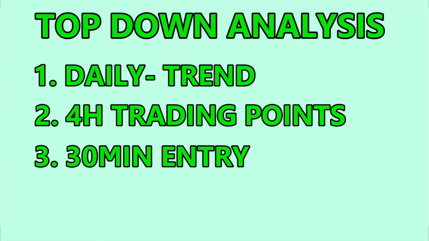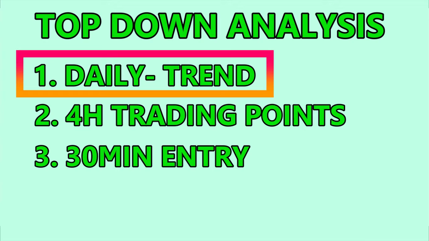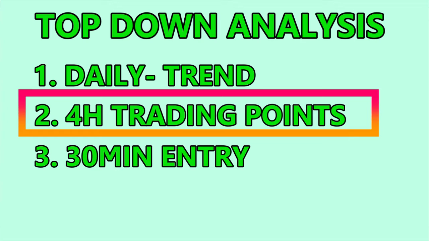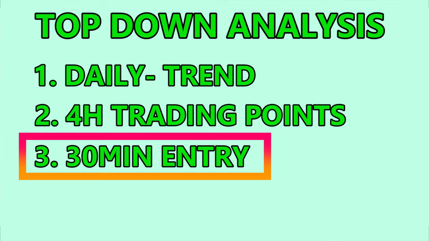So to do a top-down analysis, you need these three simple steps. The first step is to go onto your daily time frame and determine the trend. The second step is to go to the 4-hour time frame and find your trading points, or your trading zones, or order blocks, or QMLs. Any trading point that is significant, that is what we are looking for. And the third step is to go to a lower time frame, the 1 hour or the 30 minutes time frame, to confirm your entry and then take your trade.